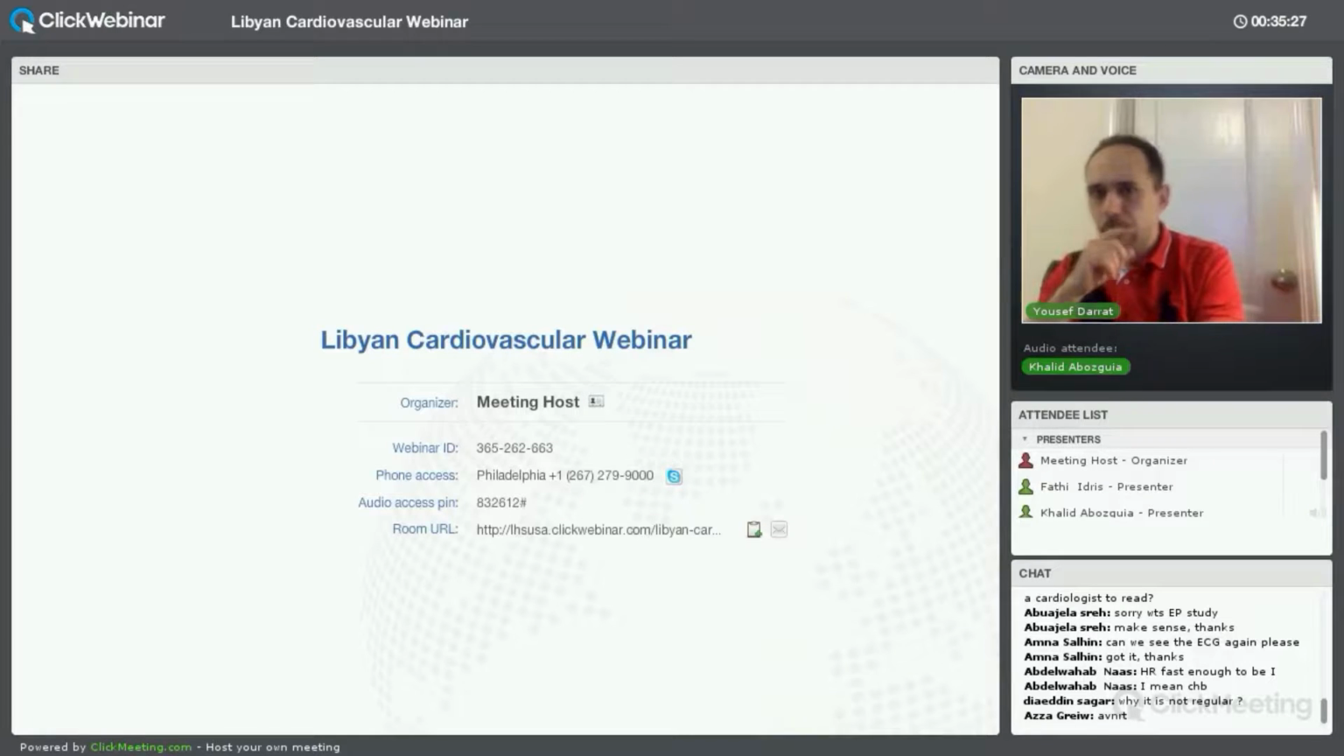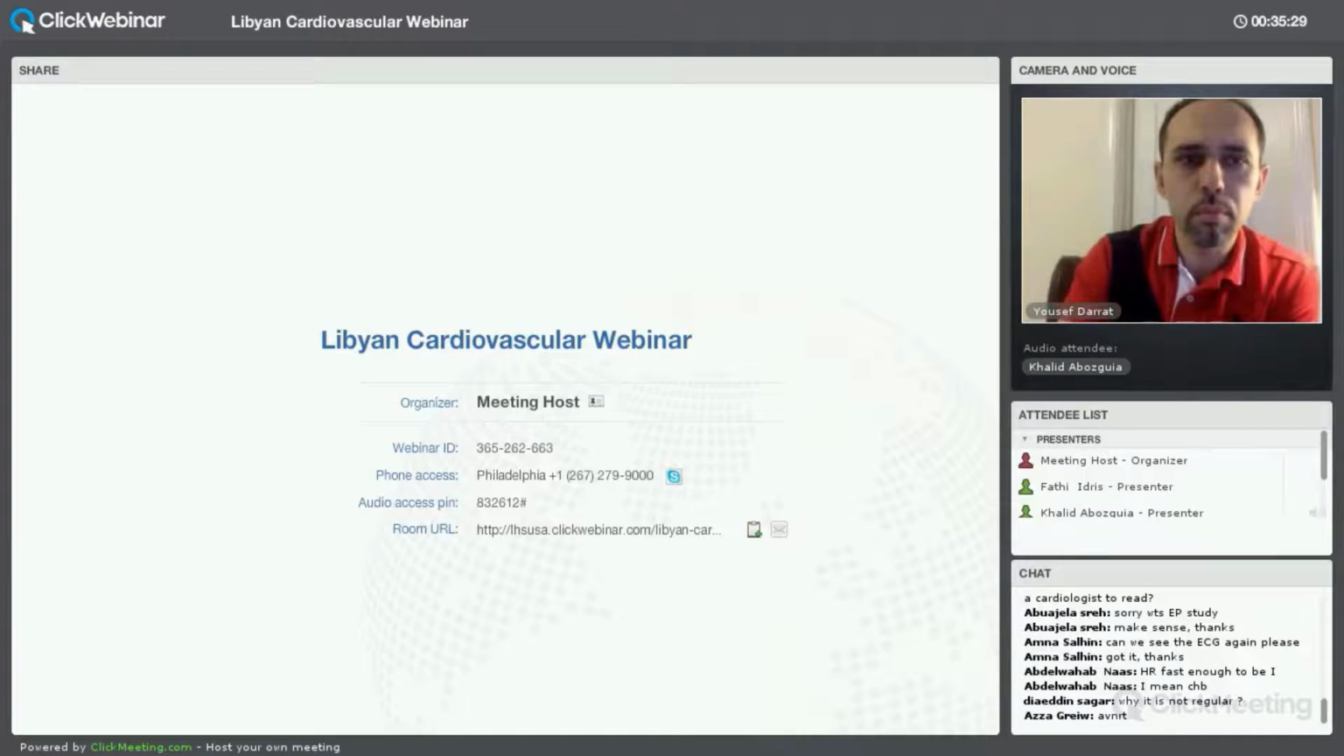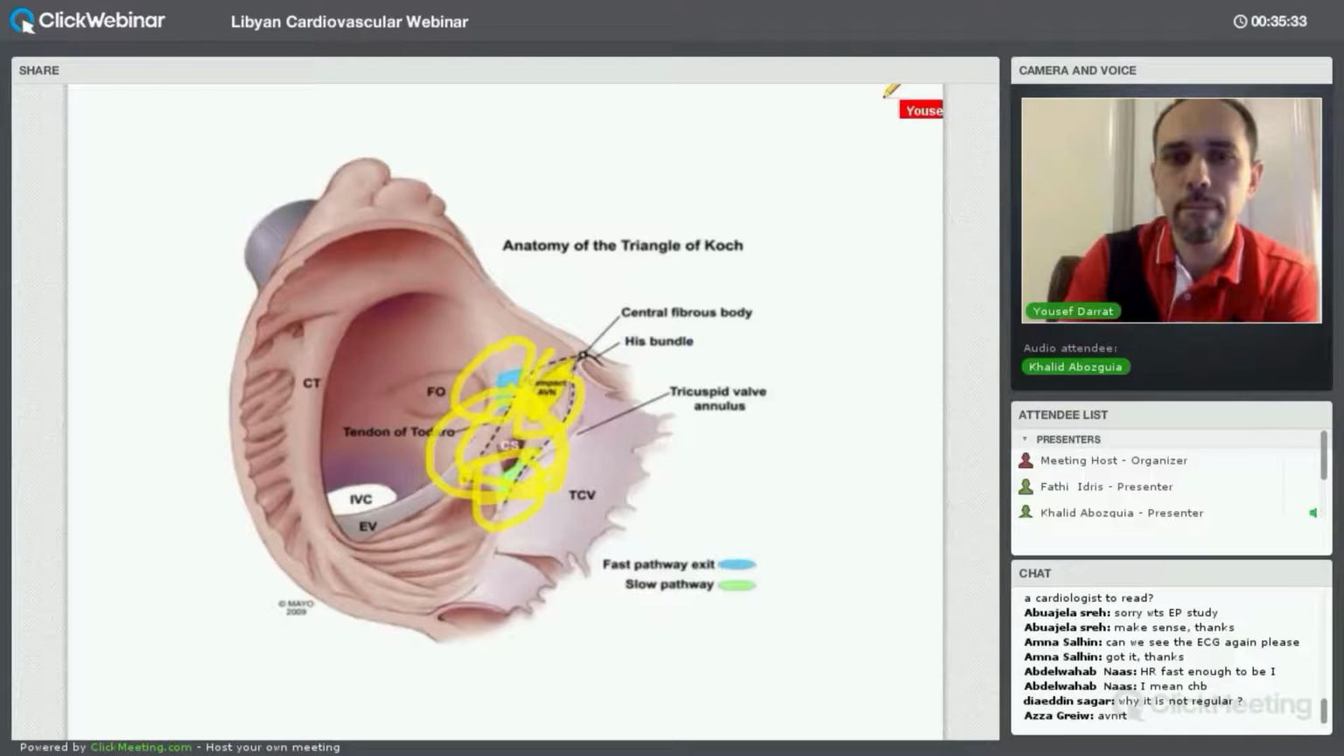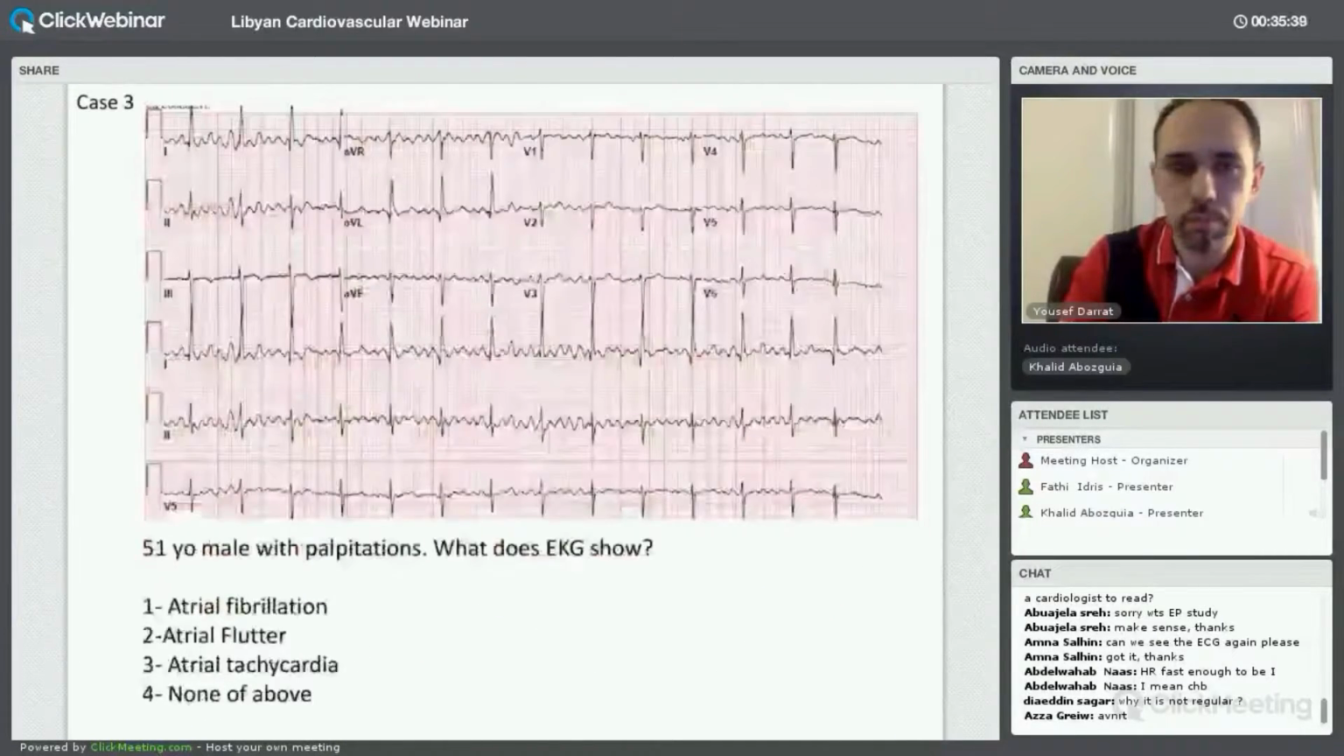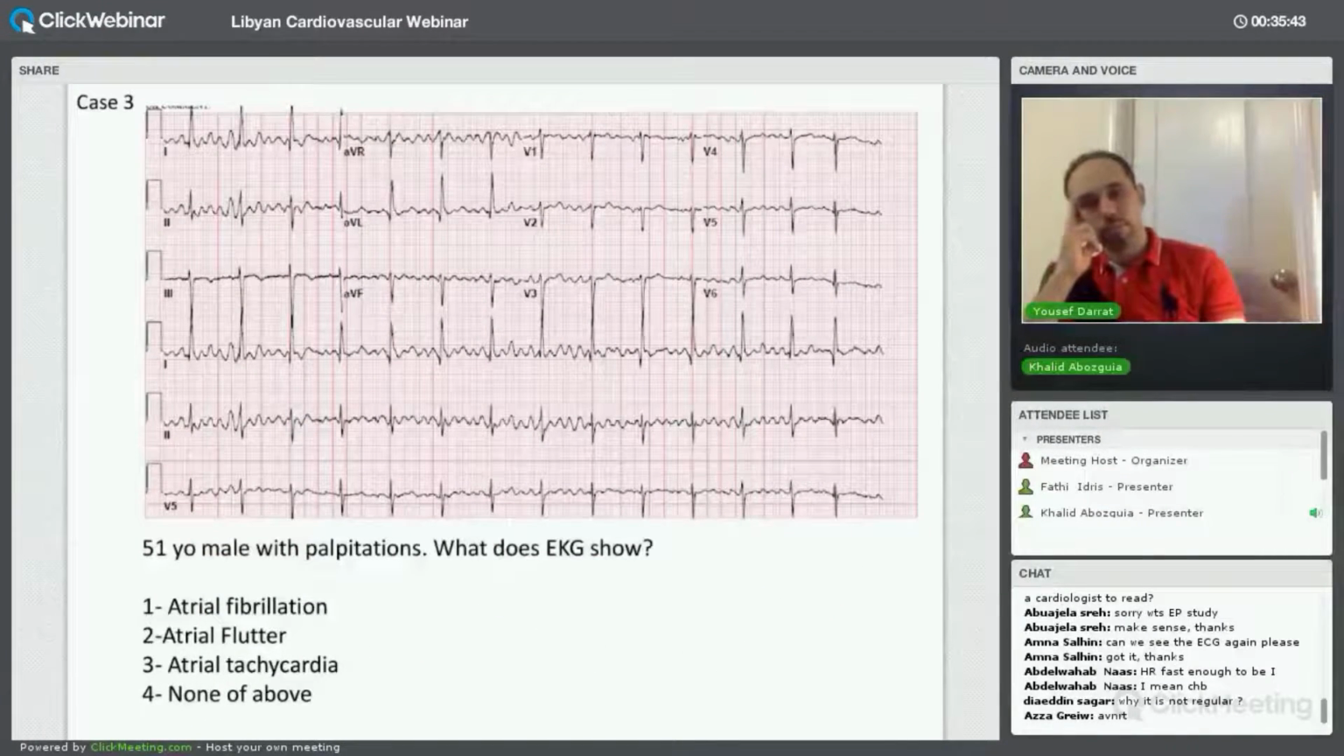I want to address a comment by Dr. Salhin and Dr. Sulaiman, I think. If I could go back to case number 3. I think there was a question about what to do. Do we need to call cardiologists? Is there a way? I think the hint in this ECG for me is your lead.